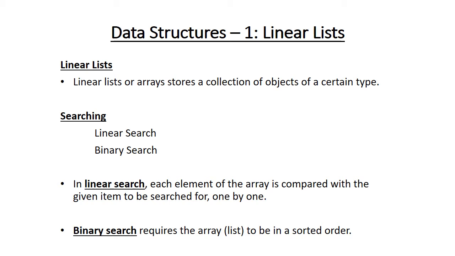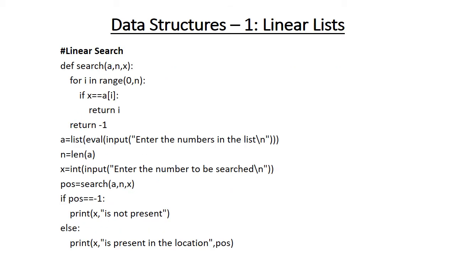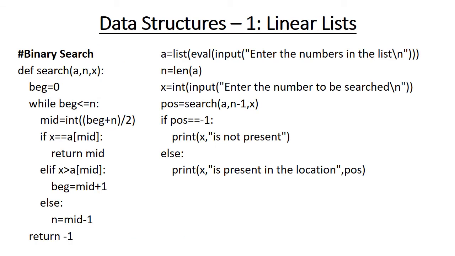In linear search, each element of the array is compared with the given item to be searched, one by one. Binary search requires the array or the list to be in a sorted order. Linear search program is explained below. Binary search program is explained below.